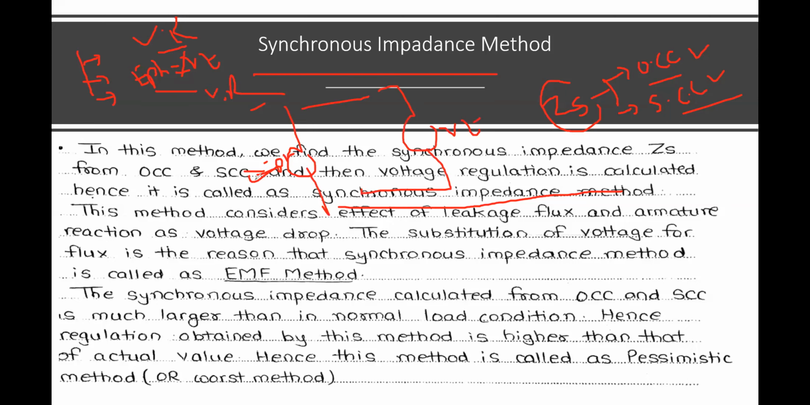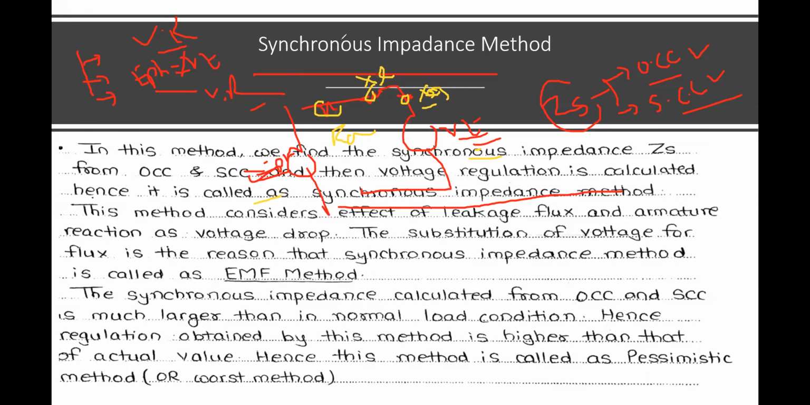If my EPH is not equal to VT, it indicates there must be some drop in that place. If there is some drop, what are the components here? I consider armature resistance here, leakage reactance here, and armature reaction, that is armature reactance, XS or XAS. So these are the drops present. That's why my EPH, the no load voltage, is never equal to VT. This is the way we can analyze this concept.